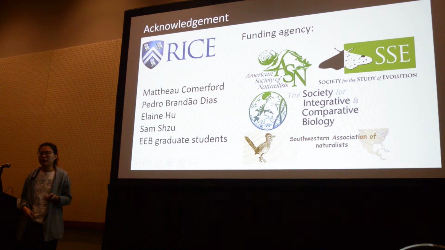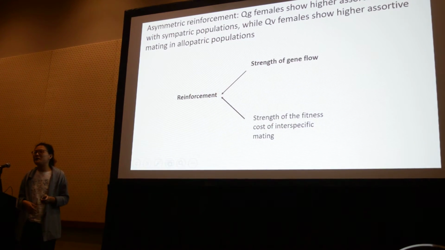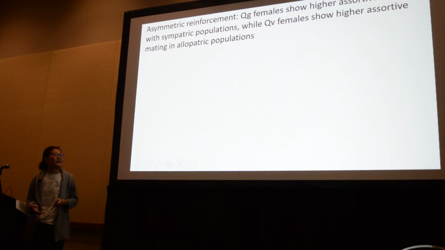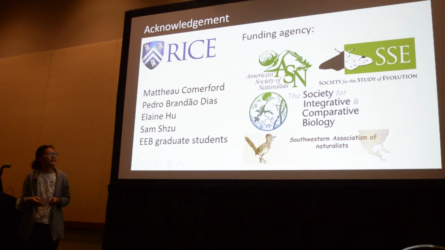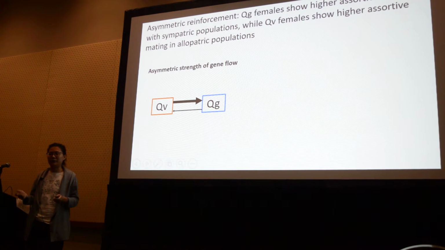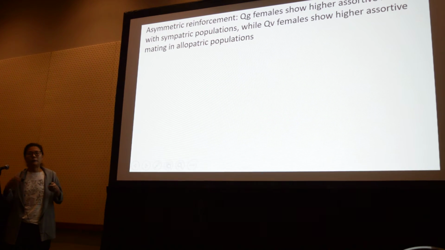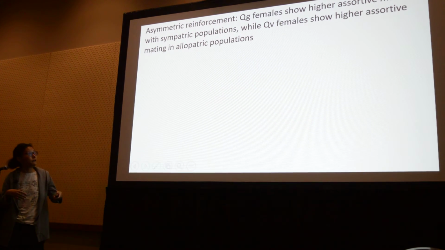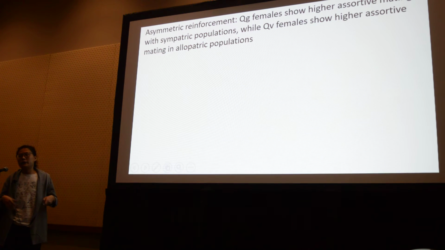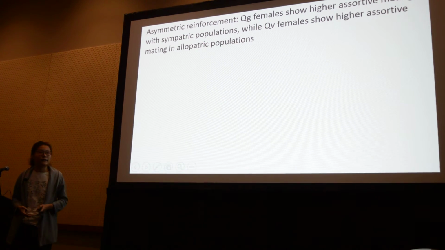So I have extra time, so I'm going to talk a little bit more, if I have time, to address the possible underlying mechanisms of the pattern we see. So just to review, we see this asymmetric reinforcement, in that QG females show reinforcement but QV females do not. And what are the possible reasons?